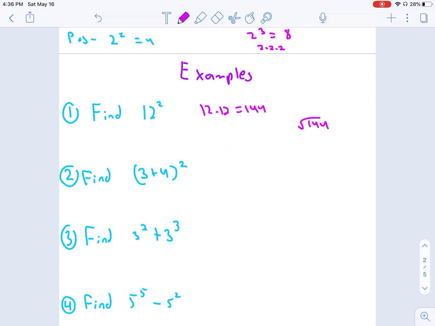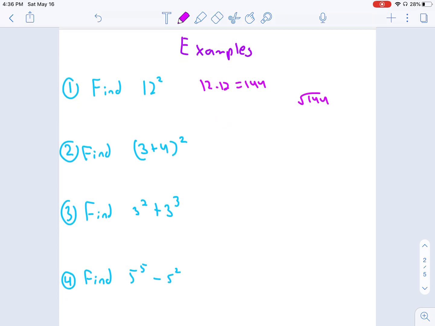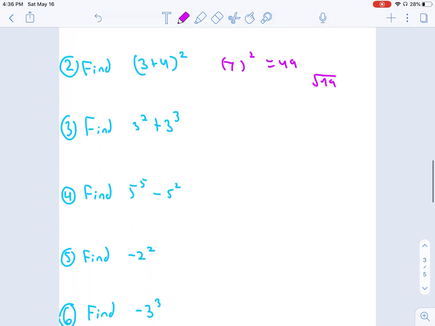Okay, next. Find 3 plus 4 squared. So we'll add in between parentheses, so that's 7. 7 squared is equal to 49. Again, we can do the square root of 49, which gets us to 7, and then 3 plus 4 is equal to 7.